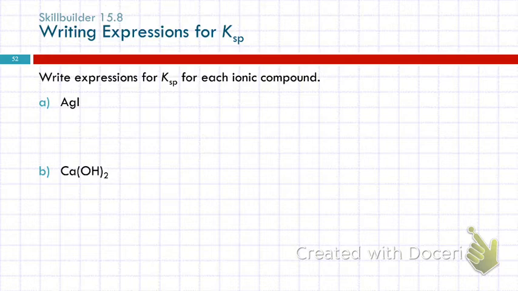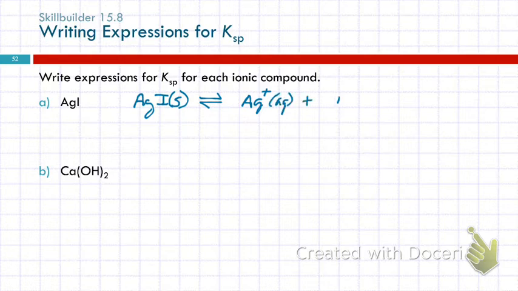So let's write expressions for KSP for each ionic compound. First, we have to write a chemical equation showing what's going on when this dissolves. So AgI, you just write the formula for that compound as a solid, and then you put the double-headed arrow, because this is an equilibrium, and then you write the two ions separately. So this is going to form silver ions, and those will be aqueous, and iodide ions, and that'll be aqueous.